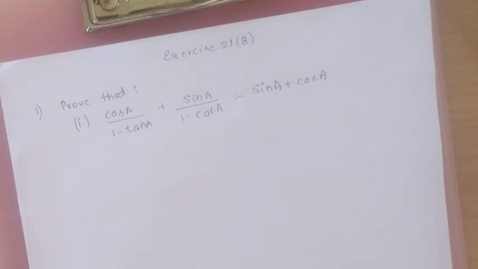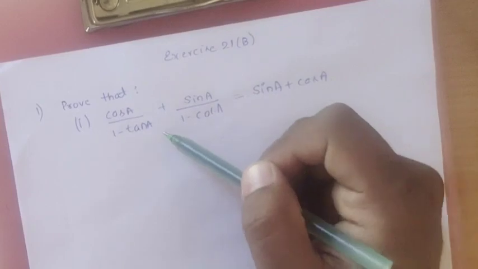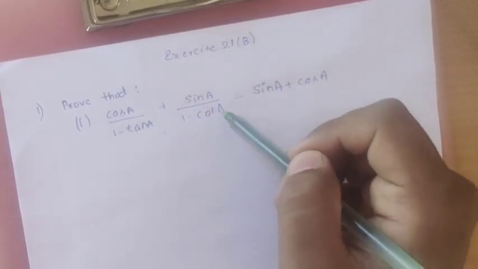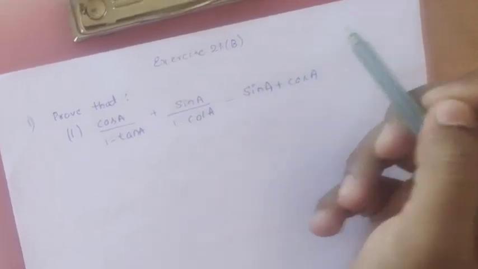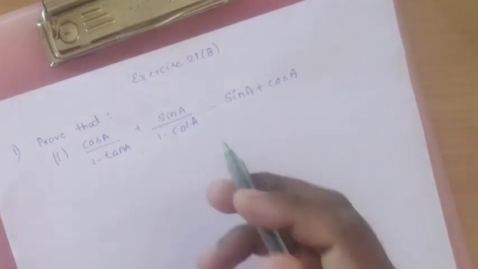So the first question is, we need to prove that cos a divided by 1 minus tan a, plus sin a divided by 1 minus cot a, will be equal to sin a plus cos a. So let us see how to solve this.